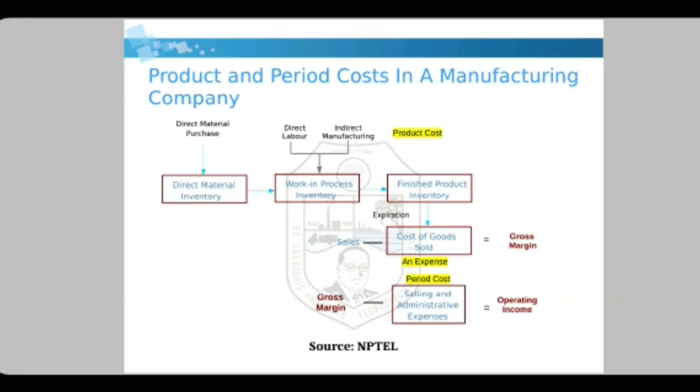Let's say the total cost of producing one cupboard is 1000 rupees, and you sell that cupboard for 2000 rupees. Then cost of goods sold will be 10 cupboards into 1000, and sales will be 10 cupboards into 2000, because you are selling at a price of 2000. So your total sales minus your cost of goods sold will be your gross margin, and gross margin minus period cost, that is selling and administrative expenses, will be your operating income.